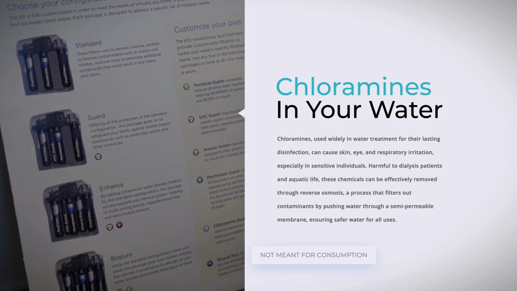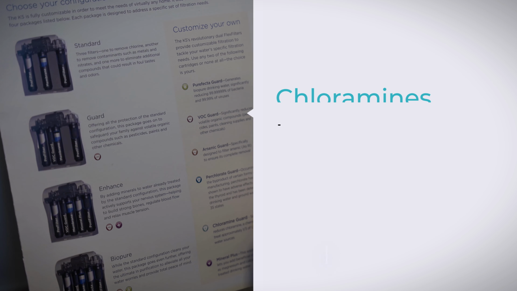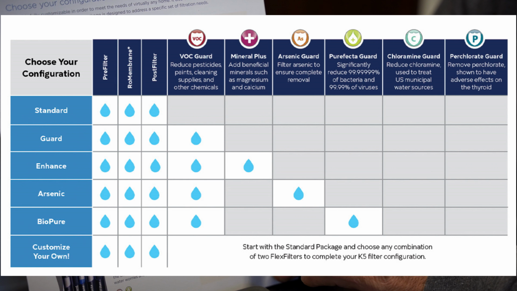A lot of people have trouble really grasping the concept that you would really want to have a chloramine guard even though you have a reverse osmosis unit, because gases go right through a membrane. More on that in later videos.